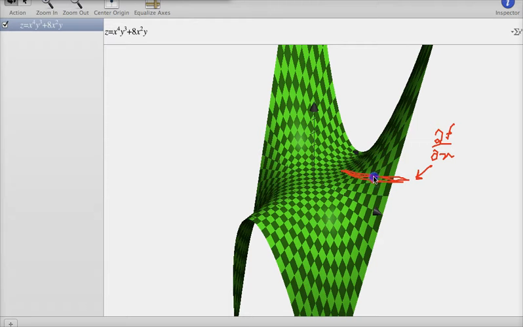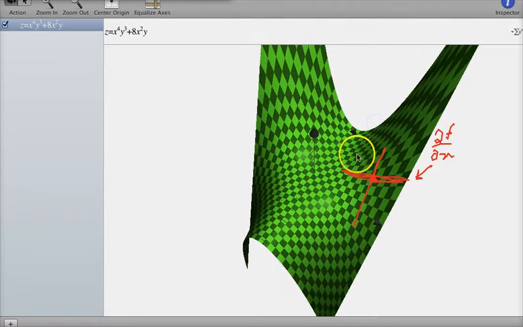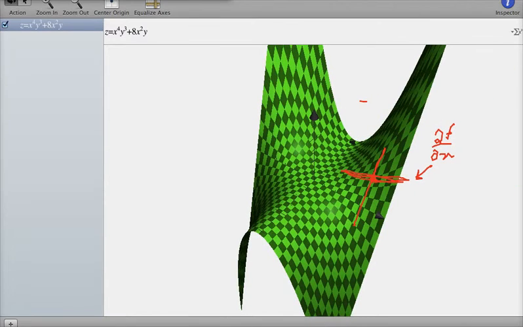And del f del y would be finding the slope of the line tangent to the graph at that point, but parallel to the y-axis. So that line that I just drew right there, that line is going to be del f del y.